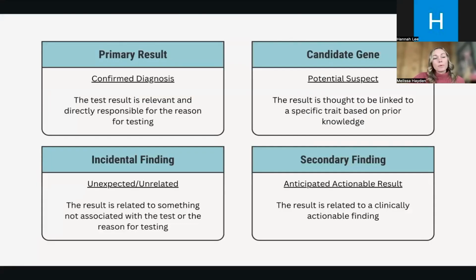With all of this report information in mind, it's essential to recognize the different types of findings that can emerge from these positive test results. These can be broadly categorized into primary findings, including candidate findings, incidental findings, and secondary findings. Each type offers unique insights that can help guide clinical decision-making.